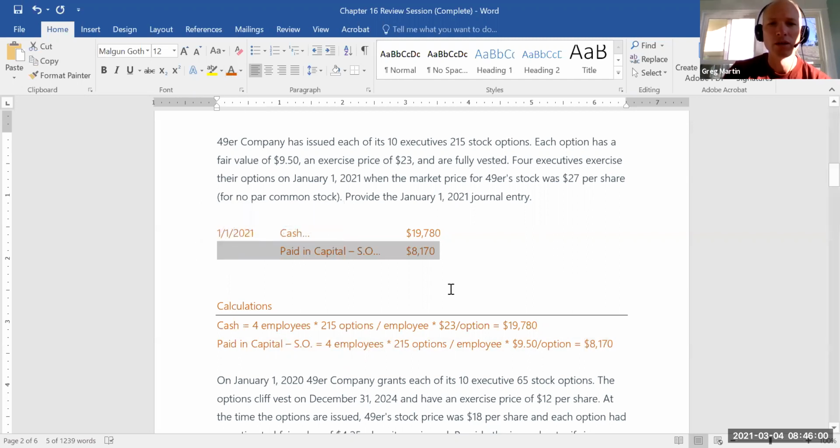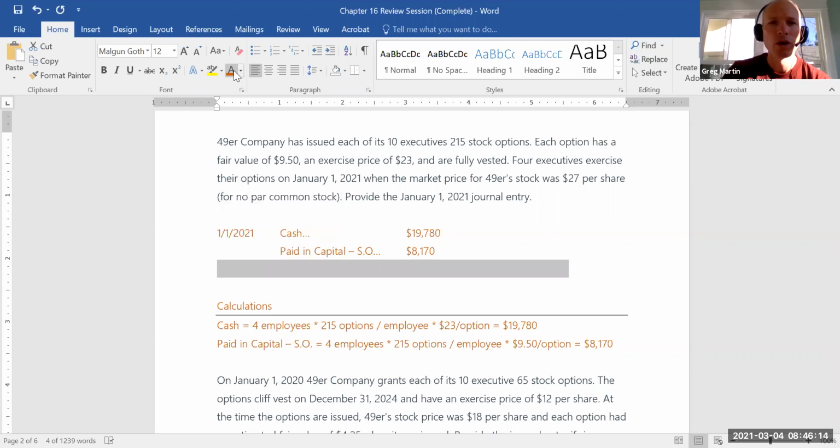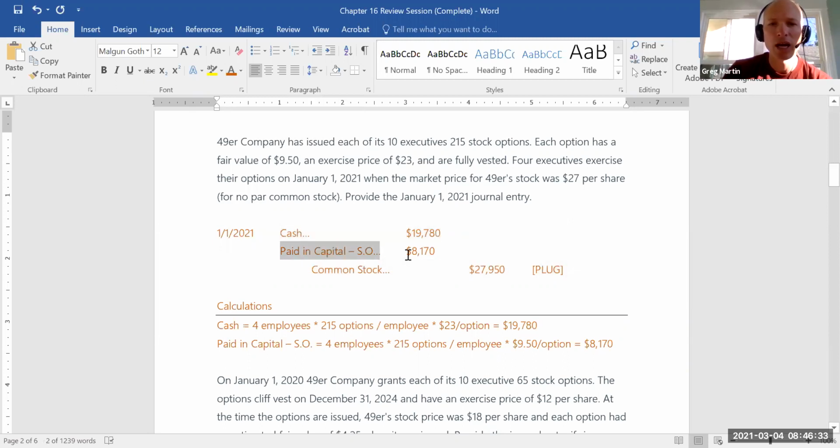And so that's the second debit that we have, $8,170. And so then the last journal entry is fairly straightforward. The reason why is because there is no par value on the common stock. And so, of course, whenever they exercise those options, we are going to be issuing stock in order to fulfill those options. In this case, because there's no par value, the entire issuance amount goes into the common stock account. And again, the two components to the issuance are the cash and the paid-in capital stock option amount. Those two amounts together give us the value that should be assigned to common stock.